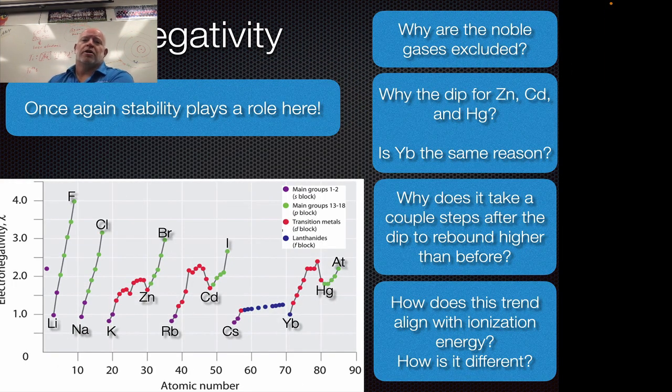Okay, here are our reasons why. It comes back to stability again, okay? So once again, the trend of why electronegativity changes is based off of size, okay? The smaller you are, the more electronegative you are. The smaller you are, the better you are at gaining electrons, okay?